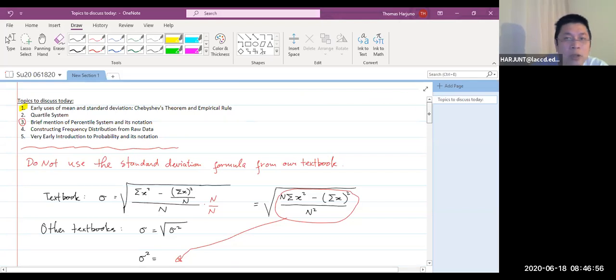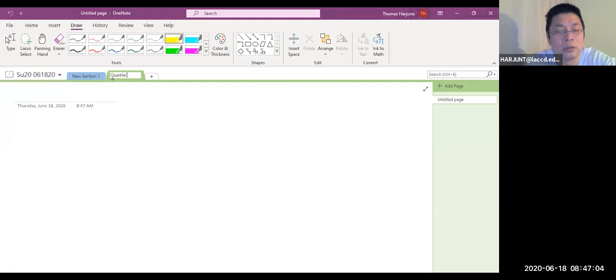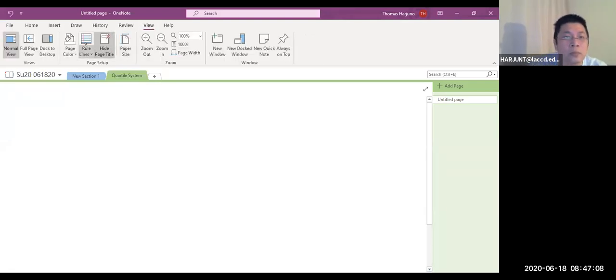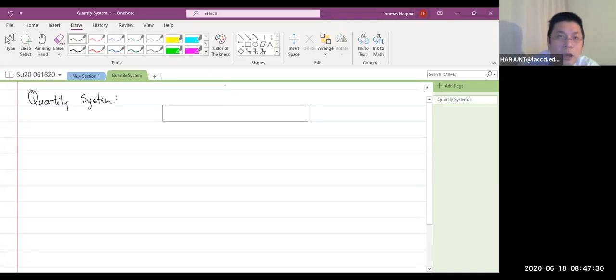Now, the next thing is the quartile system. Imagine your data is written as a rectangle. The quartile system separates this data set into 4 parts. The reason we call it quartile comes from the word quarter, one fourth. So the whole data set is separated into 4 parts, like we have seen before.